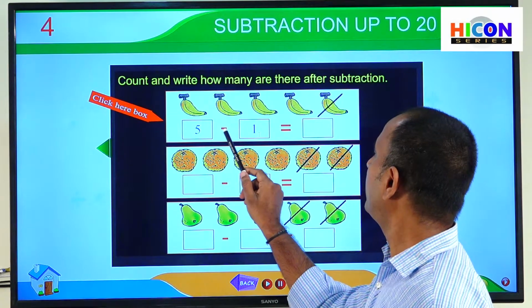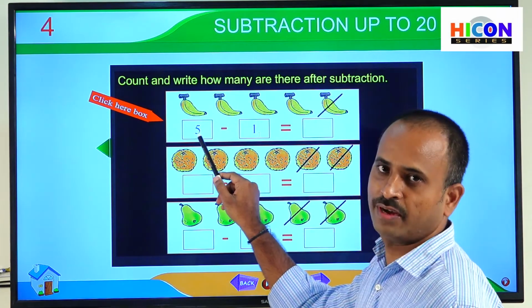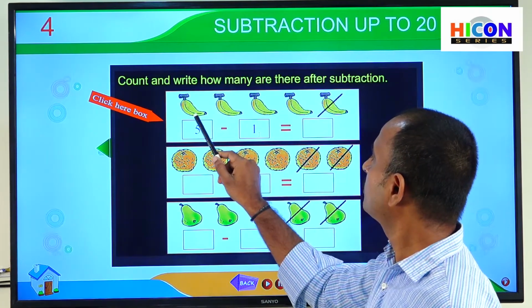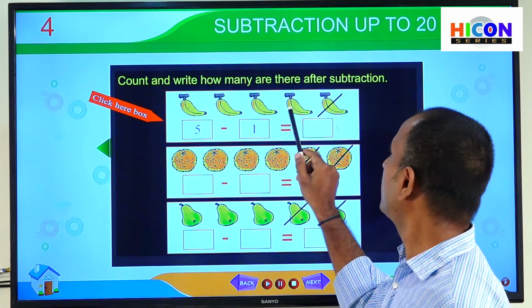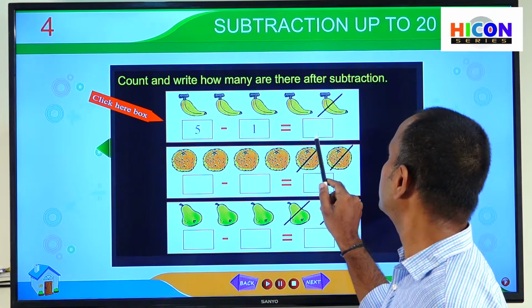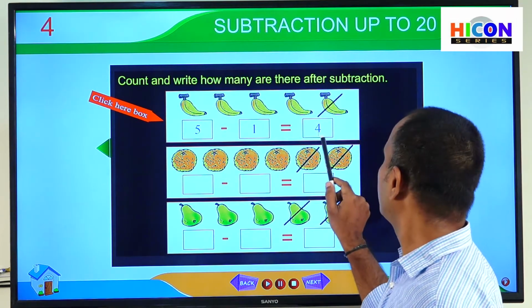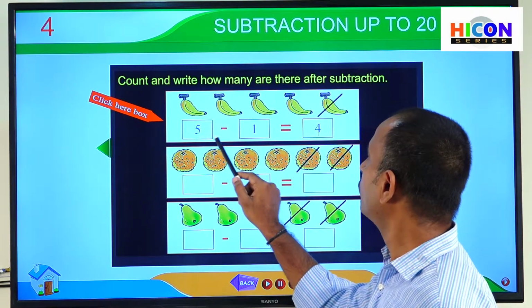So 5 minus 1. That means 1 is taken away from 5. So how many bananas are left? So count 1, 2, 3, 4. So 4 bananas are left after subtraction. So write 4 in the box. Here the 4 is called the difference. So this is the way to subtract.